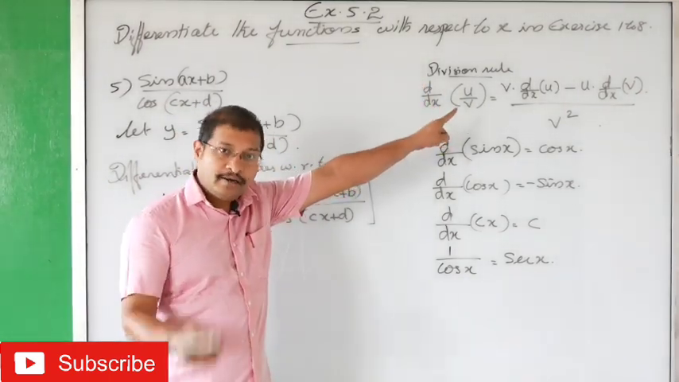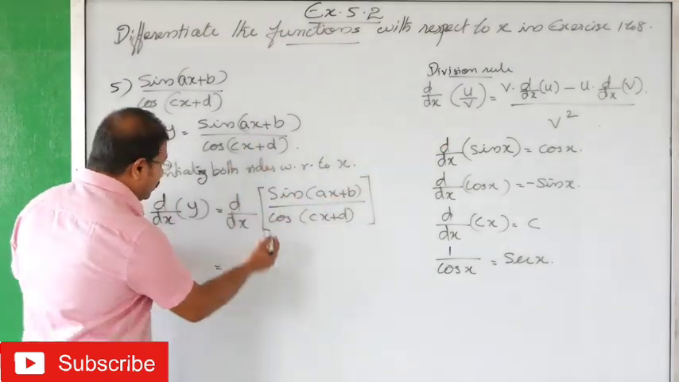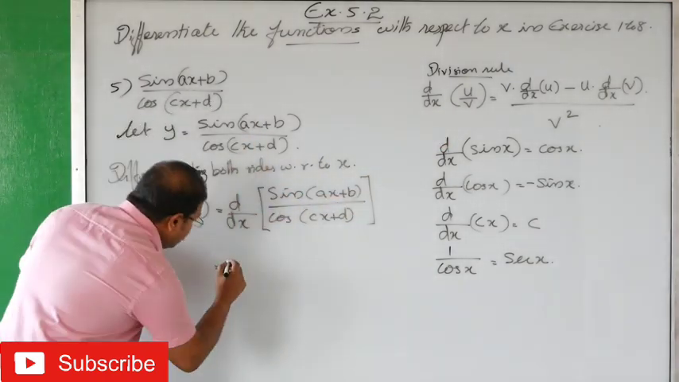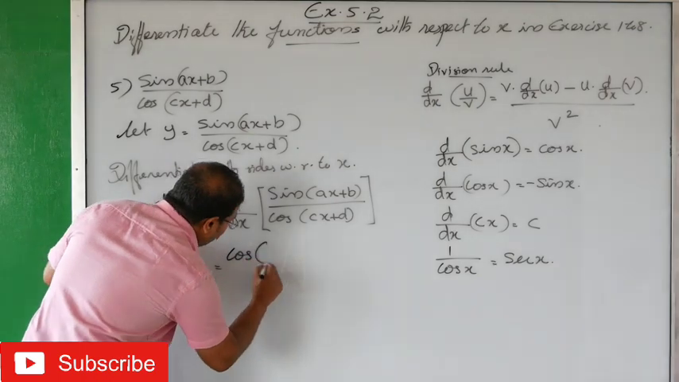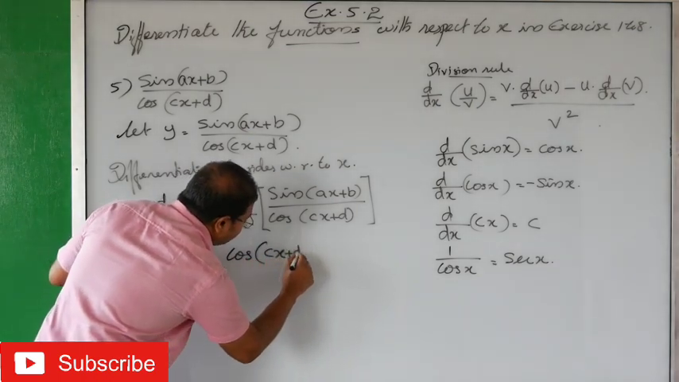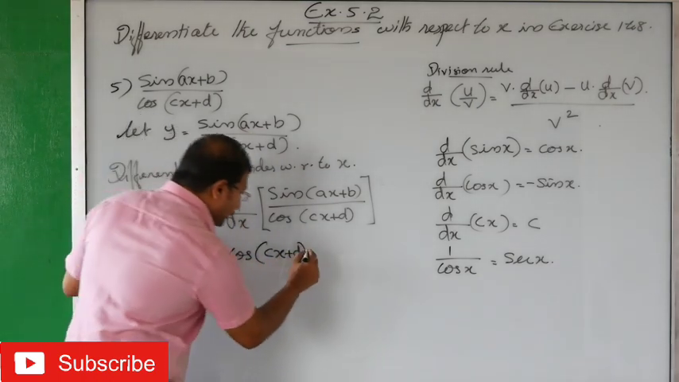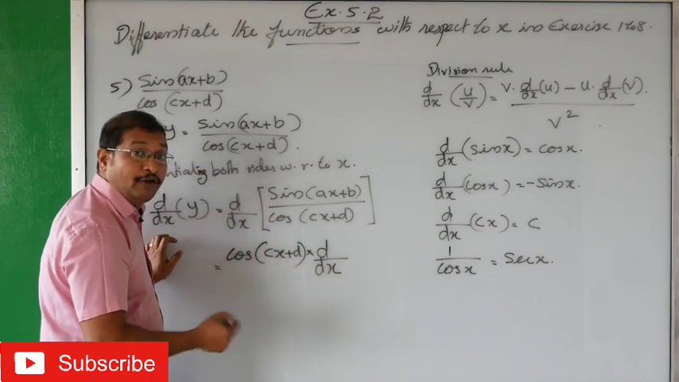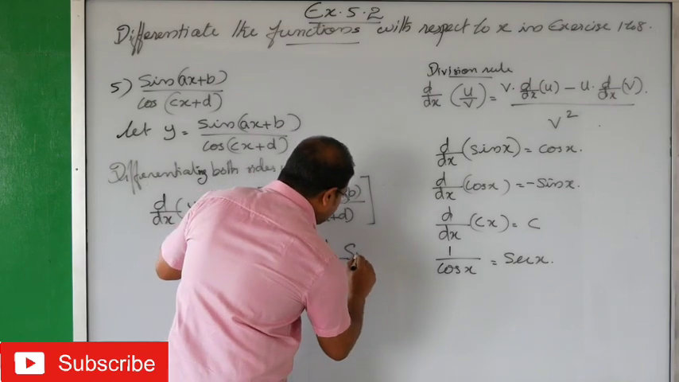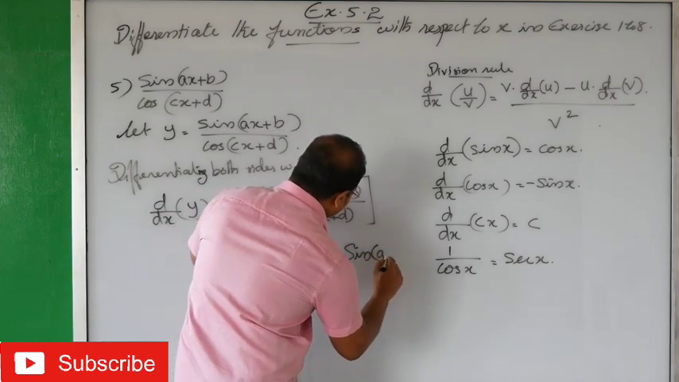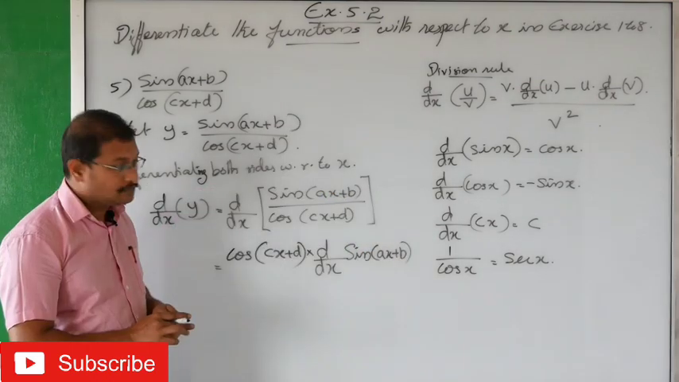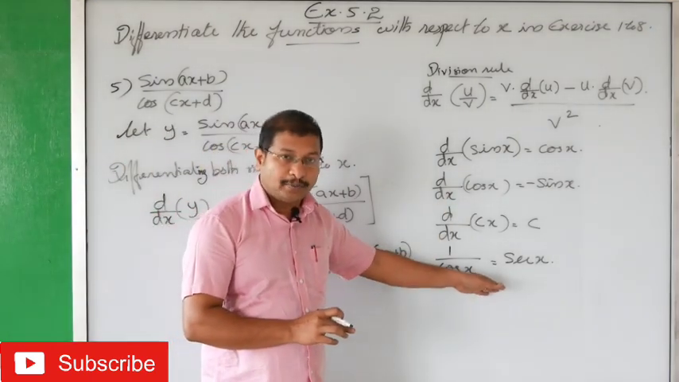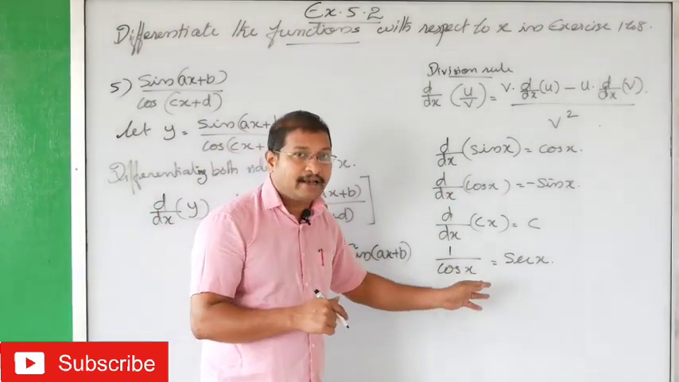Denominator into derivative of the numerator. That means what you will do? Denominator. What is the denominator here? Denominator is cos of cx plus d. That is denominator into derivative of the numerator. Numerator is sine of x plus b. I think I need to rub it the formulas. I am going to rub it. So kindly write and keep.